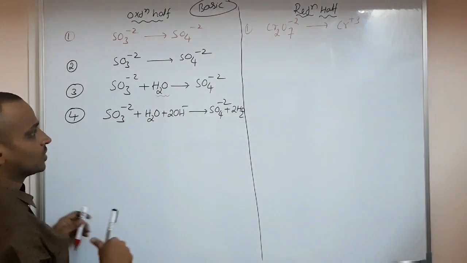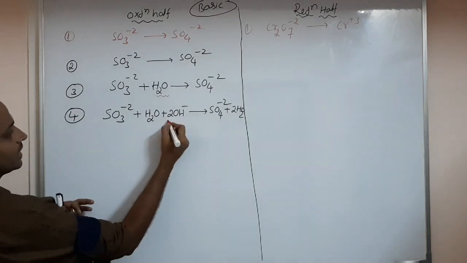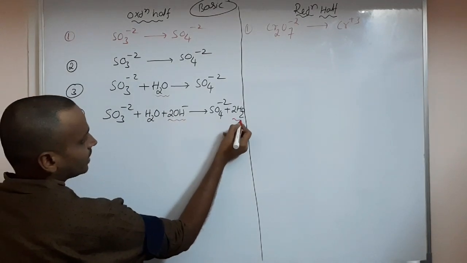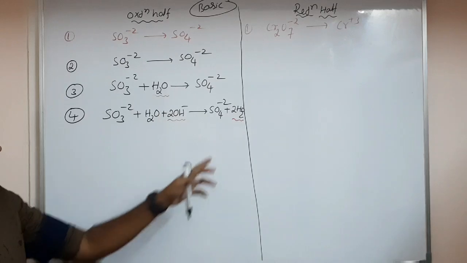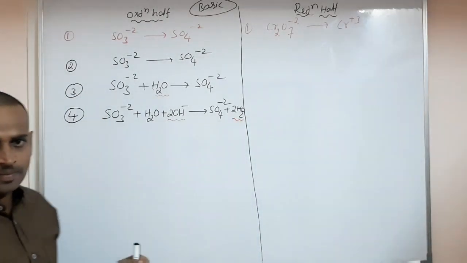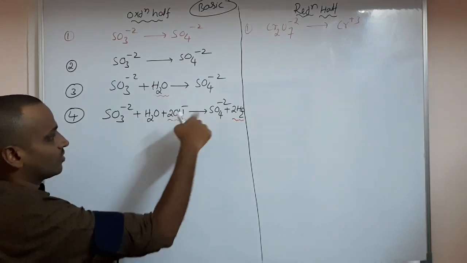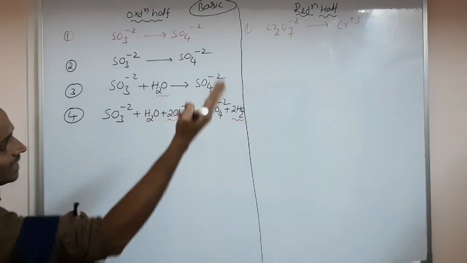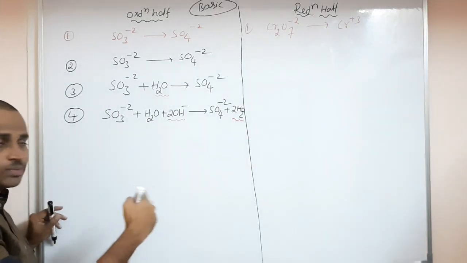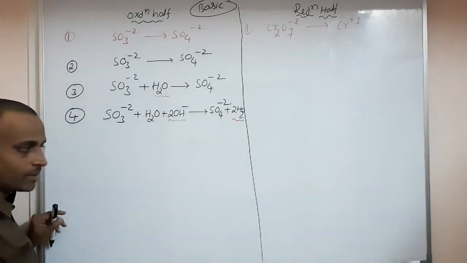Got it clearly? So the change we made, I will underline here: 2 OH minus ions and 2 water molecules, 2 H2O. So this H2O and 2 H2O will cancel and one H2O remains. Here we will do that. Here also you can do it, but later on finally we will do it by cross multiplication. Afterwards also we can do the same.